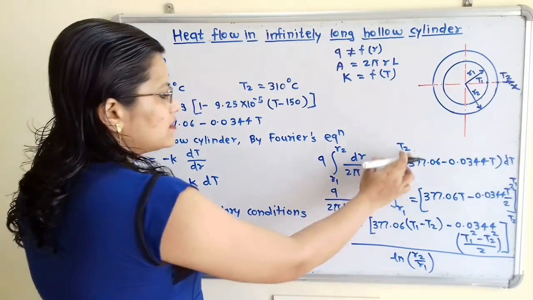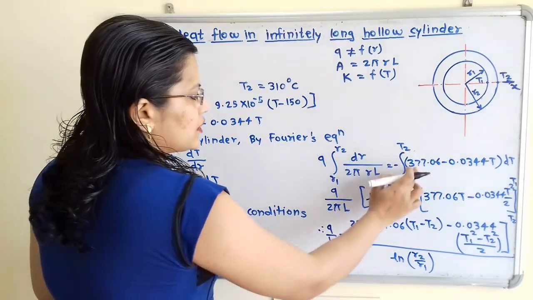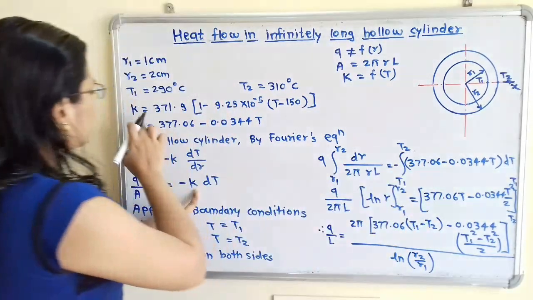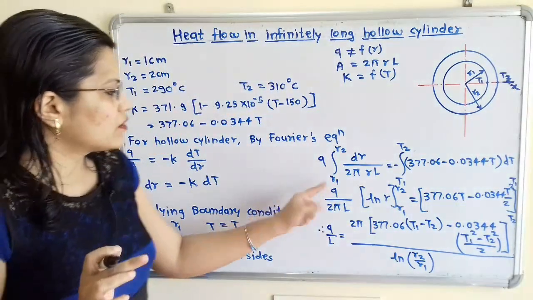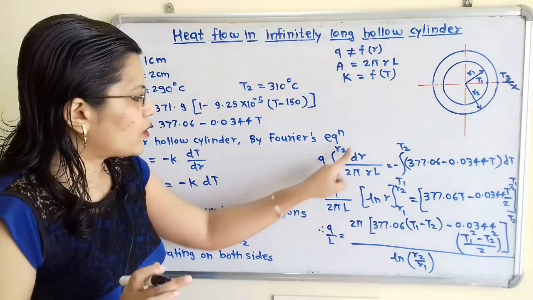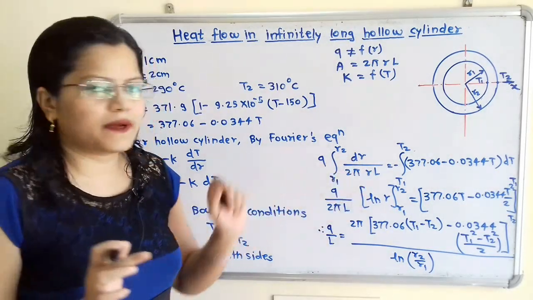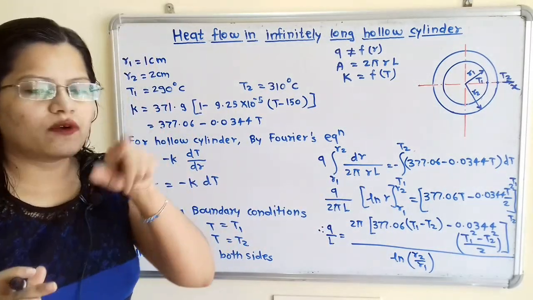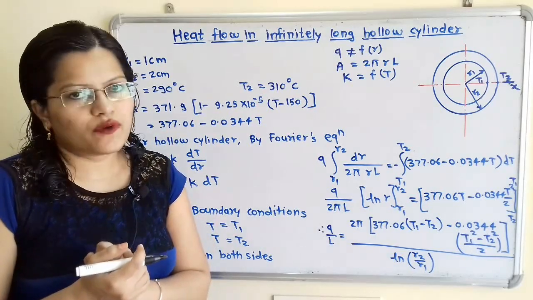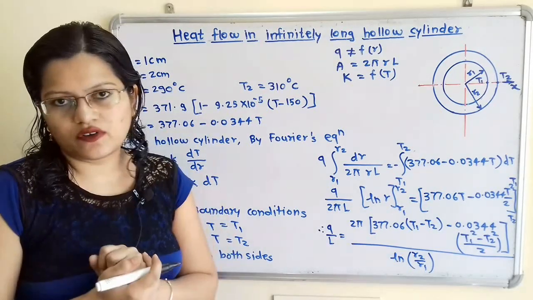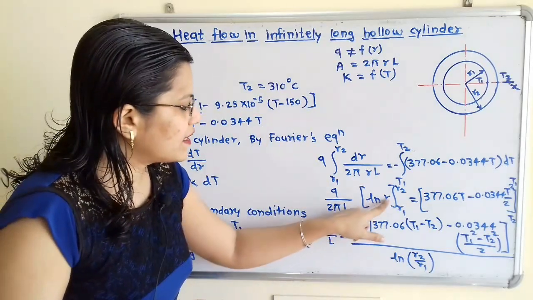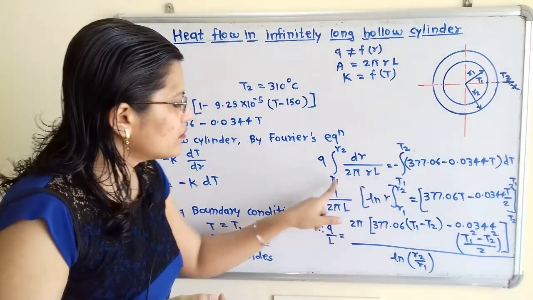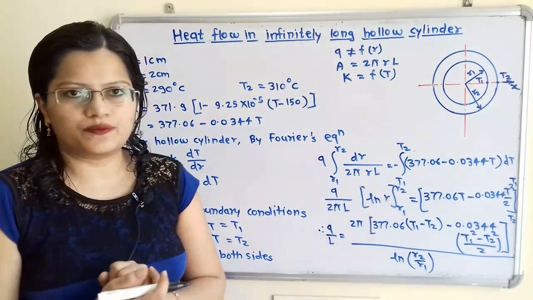which is equal to minus, instead of k we will write this simplified form, the integration from T1 to T2 of that expression dT. Now Q divided by 2 pi L. Now what is the integration of dr by r? It is in the form of 1 upon x, and the integration of 1 upon x is ln x. So we will take ln r with the limits r1 to r2.